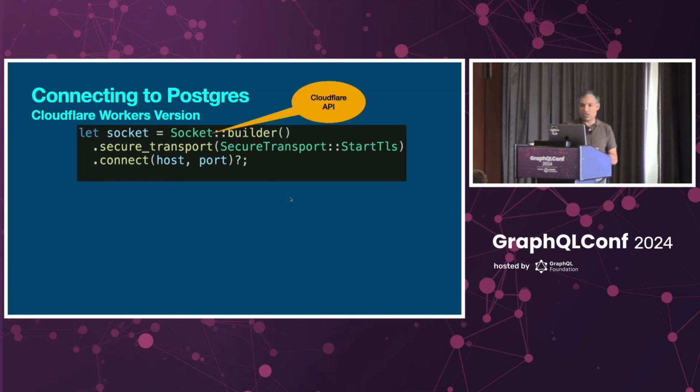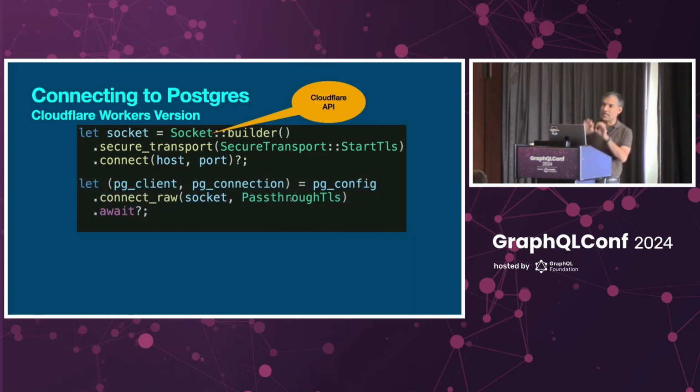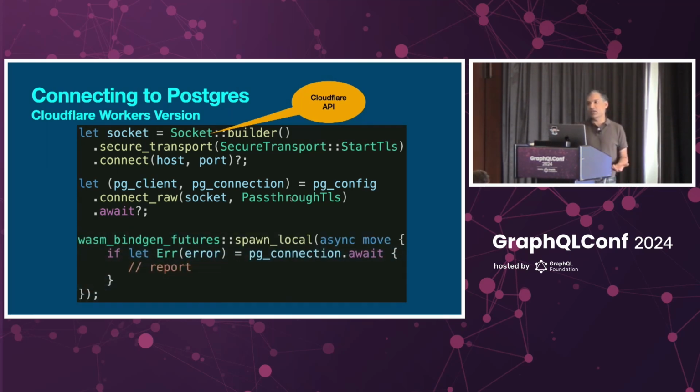And then you have to lay over the Postgres protocol, essentially all the stuff of bind and prepare and all that, you have to lay it over. And then you can't use Tokio spawn, so you have to use an alternative implementation, which essentially bridges the async runtime of Rust with the async runtime of JavaScript. And then it works.